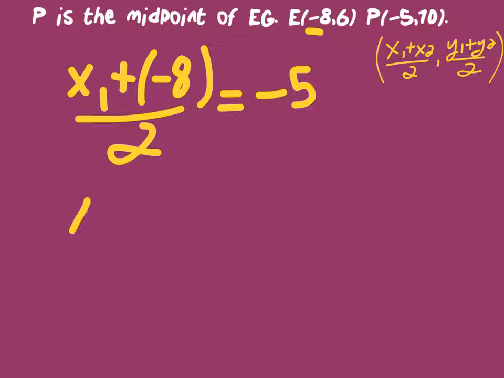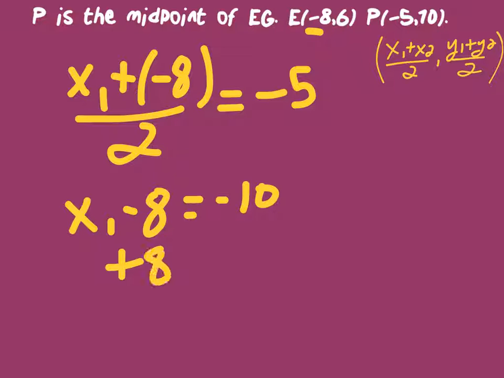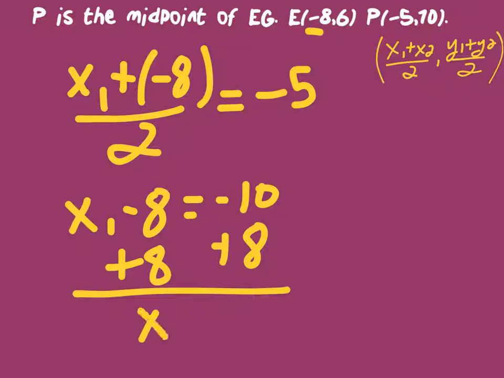So you can have x1 minus 8 is equal to negative 10. Then you're going to add 8, and you'll get x is equal to negative 2. So you have the x coordinate, you're halfway there.